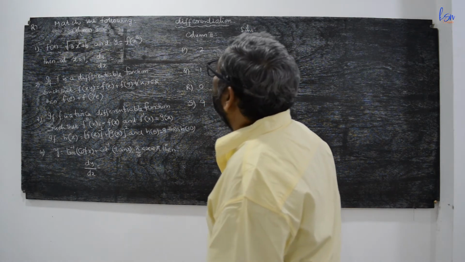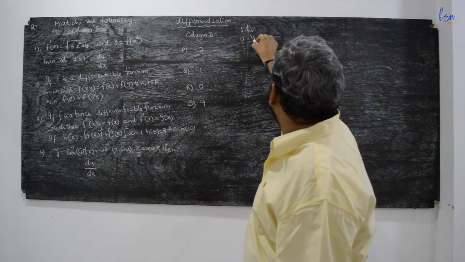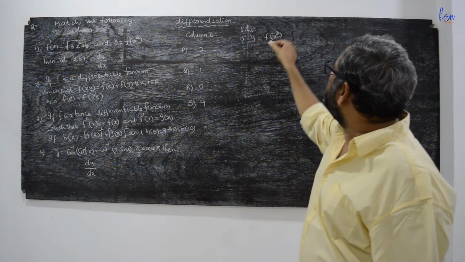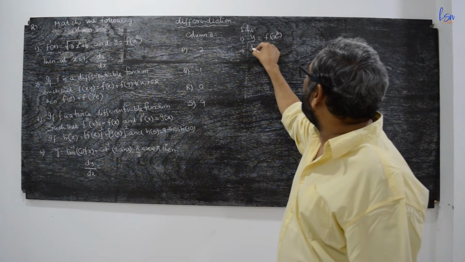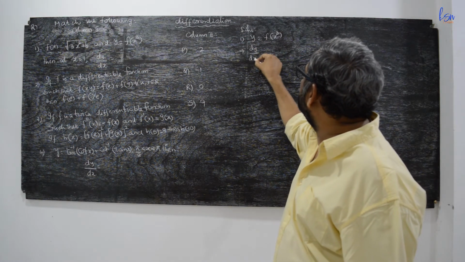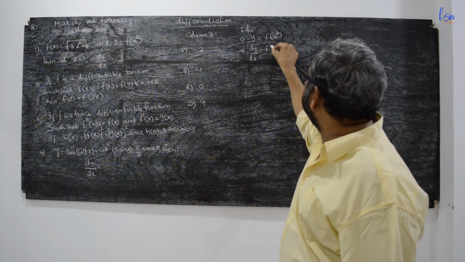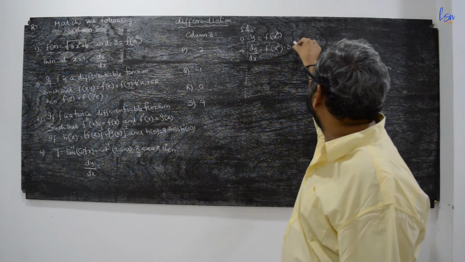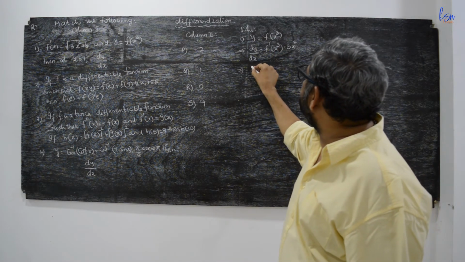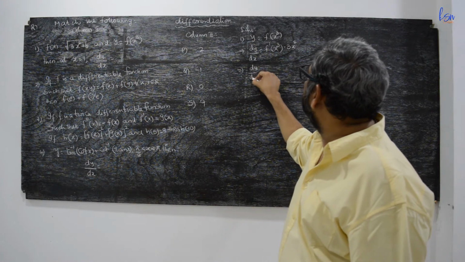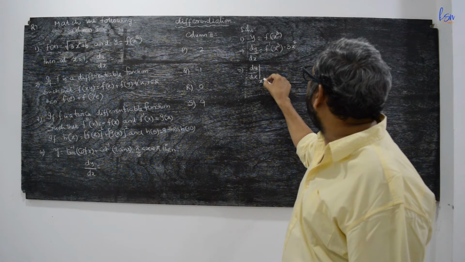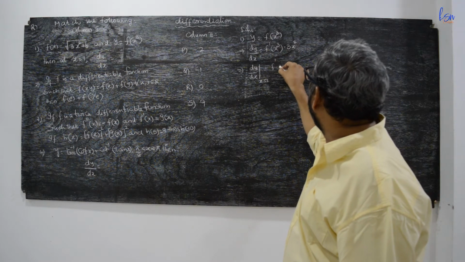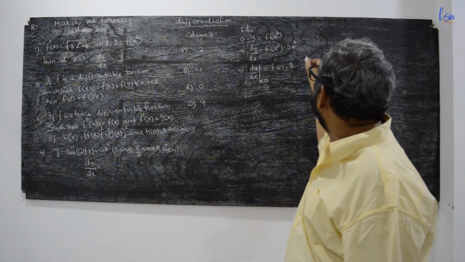First one. y is equal to f of x cube. On differentiating, dy by dx is equal to f dash x cube into 3x square. Now dy by dx at x is equal to 1. This is equal to f dash 1 into 3.